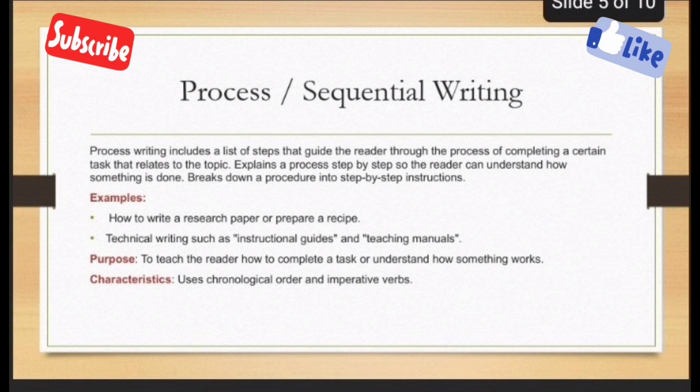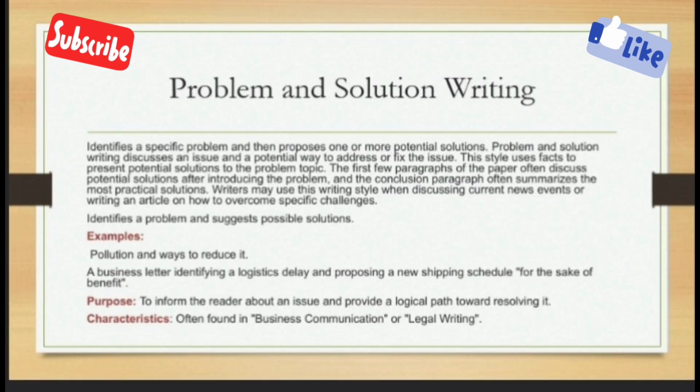Technical writing such as instructional guides and teaching manuals. Purpose of process writing is to teach the reader how to complete a task or understand how something works. Characteristic: uses chronological order and imperative verbs. The next type of expository writing is problem and solution writing. Identify a specific problem and then propose one or more potential solutions.